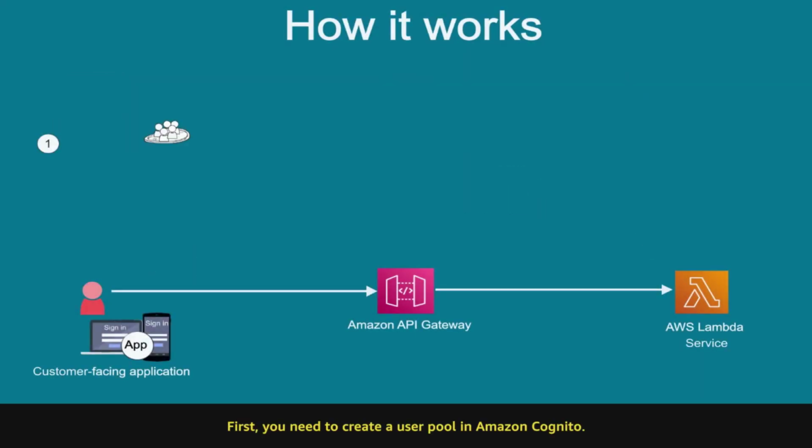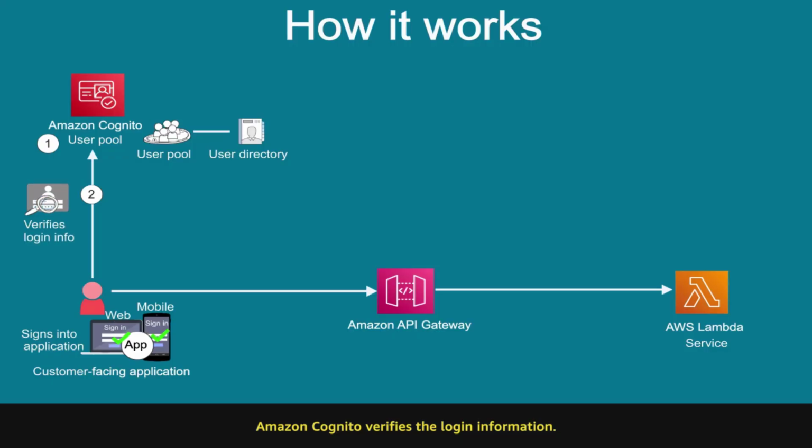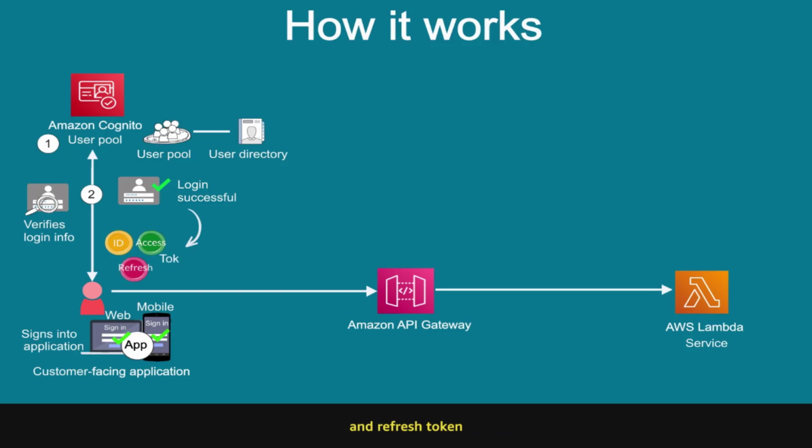First, you need to create a user pool in Amazon Cognito. A user pool is a user directory. When a user signs into your web or mobile application, Amazon Cognito verifies the login information. If the login is successful, Amazon Cognito creates a session and returns an ID, access, and refresh token for the authenticated user. In this solution, we will use the access token.